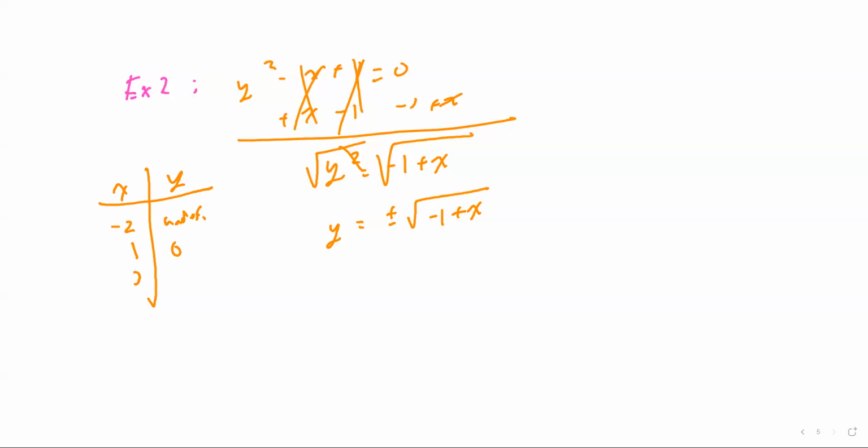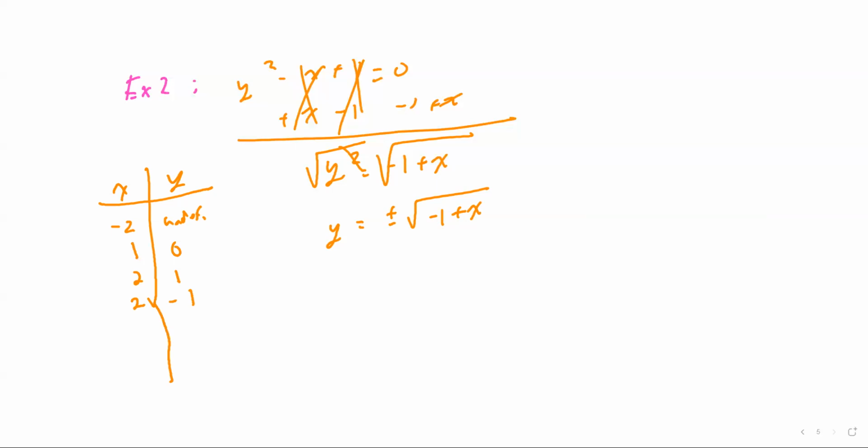Then I try 2. But when I plug in 2, what's 2 plus -1? And then the square root of 1. But I have a plus and a minus. So that means I have a 2 at 1 and I have a 2 at -1, because I have a plus and a minus. We'll have to see. Let's do some more.